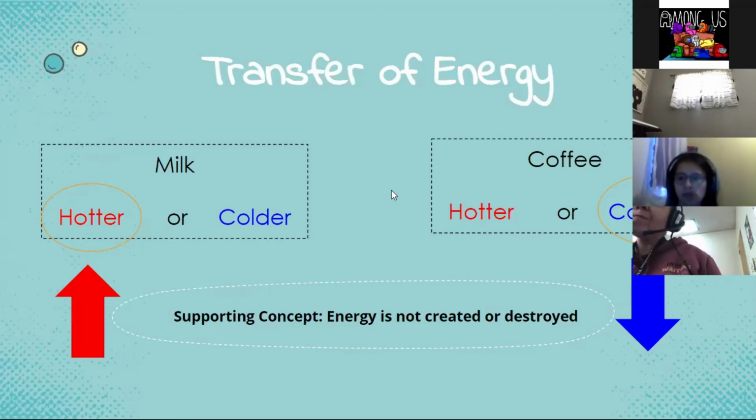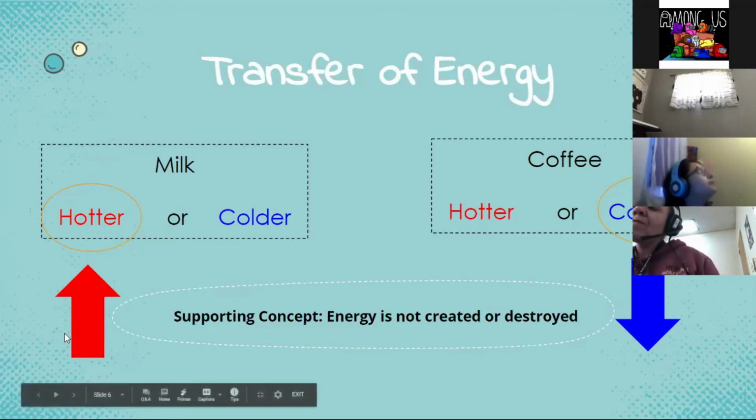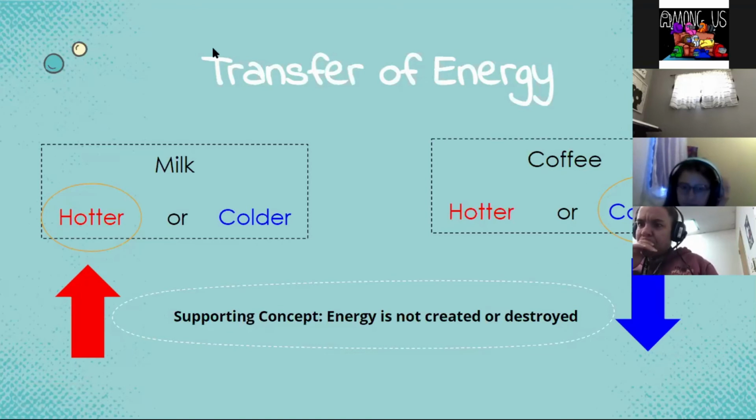Kai, you have something else to say? Yeah, so say you're making hot cocoa and it's a little too hot, and you add some ice to it, and then it gets more cold because you added the ice. Fabulous. Absolutely. You are 100% correct.